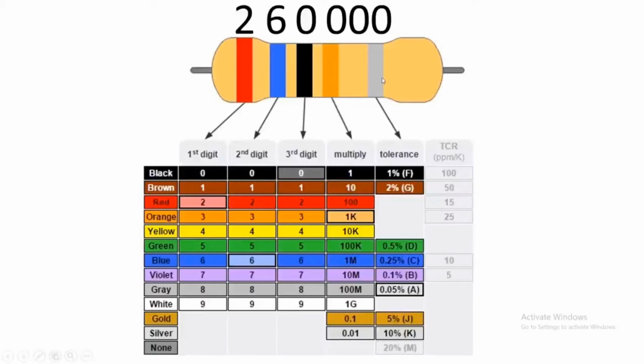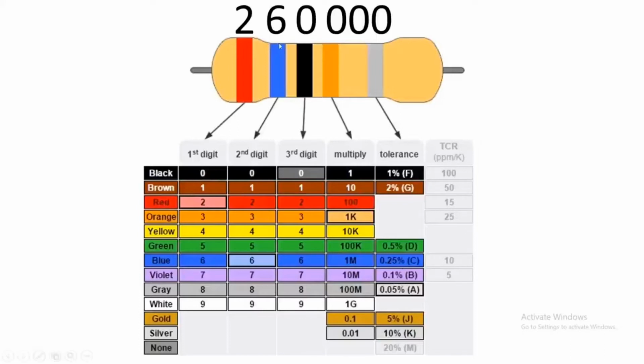At the last, the color is quite different. At last, you can see here, it's uncountable. The color is violet. The violet value is 0.1%. It means the error chances is 0.1.